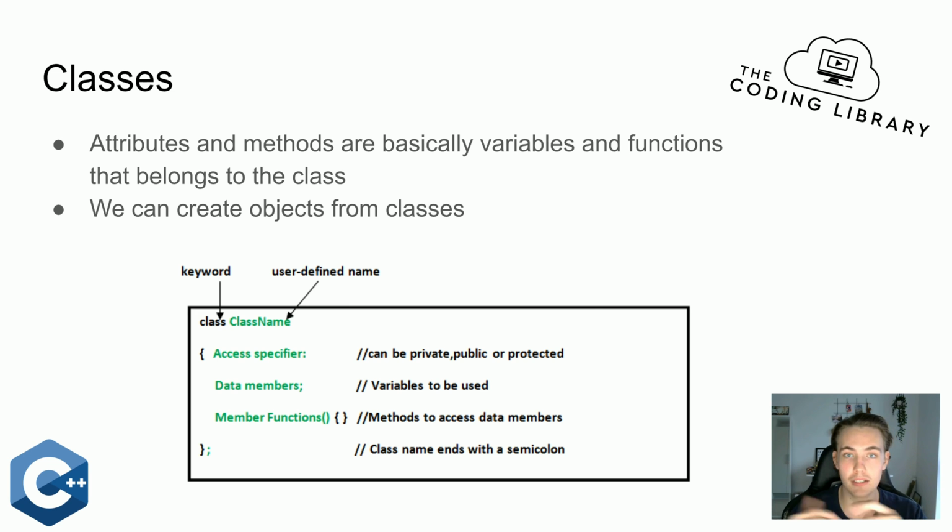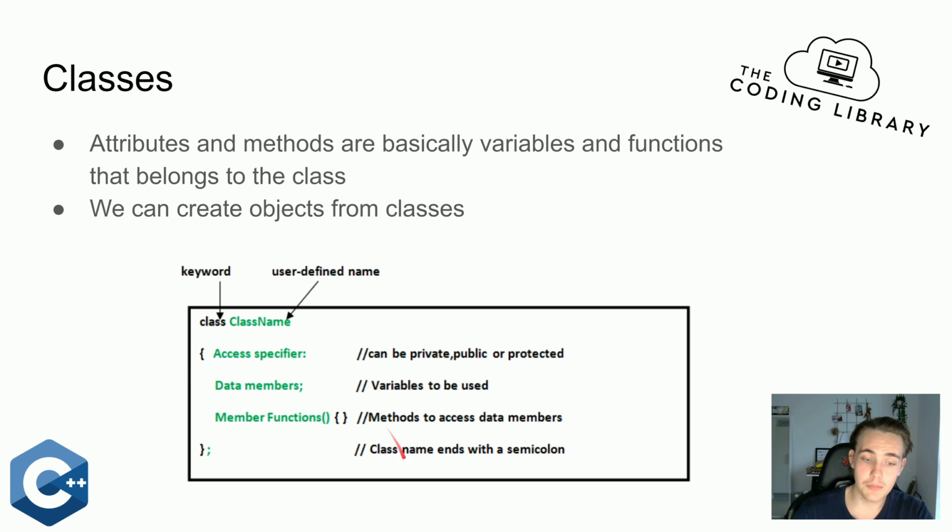So to define and create a class in C++, we have this keyword here, class, and then we give it a user-defined name here for a class. So this will be our class name. And then first of all, we need to give it an access specifier, where it can either be private, public, or protected. This is our encapsulation, where we can have private methods and attributes that can't be accessed outside of the class itself. And then we can also have public, where we can access all the attributes and methods from that class from everywhere in our program.